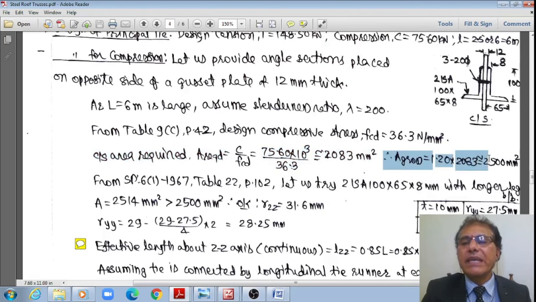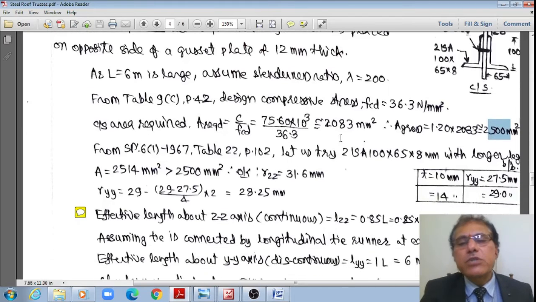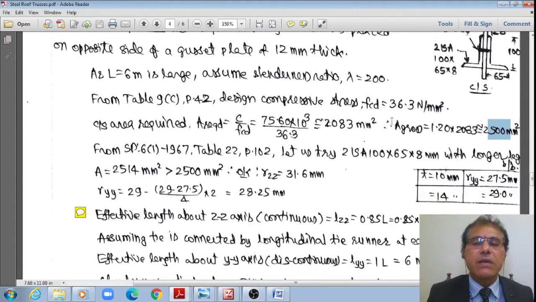However, I already told you to increase the area by 25 to 50%. However, I am increasing by 20%. Therefore, 1.2 multiplied by 2083, approximately 2500 mm square, right? But as a student, you increase only by 25%, not less than that. Otherwise, it may fail because even the span is large.